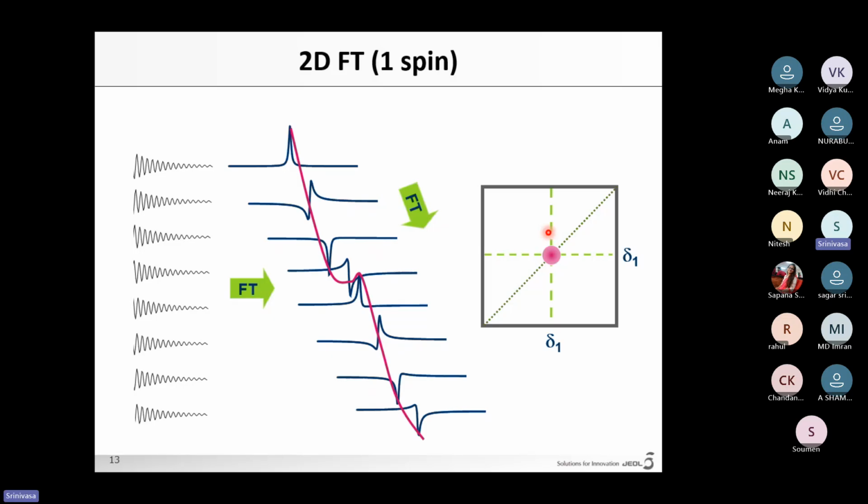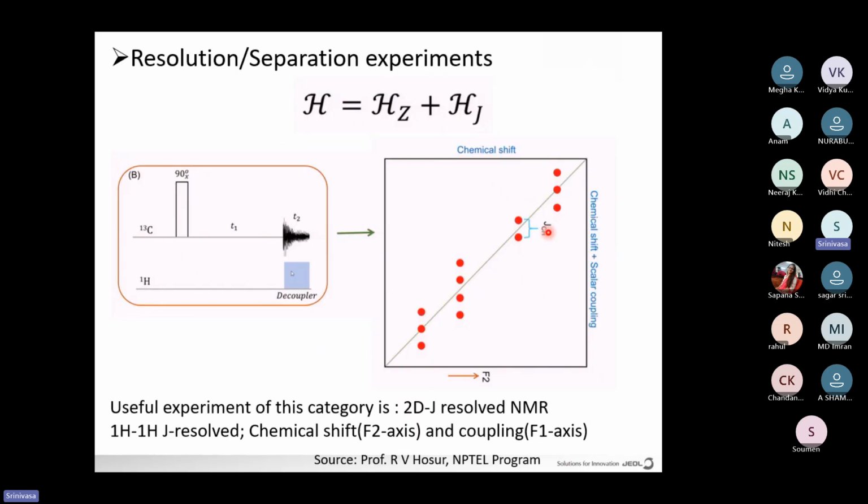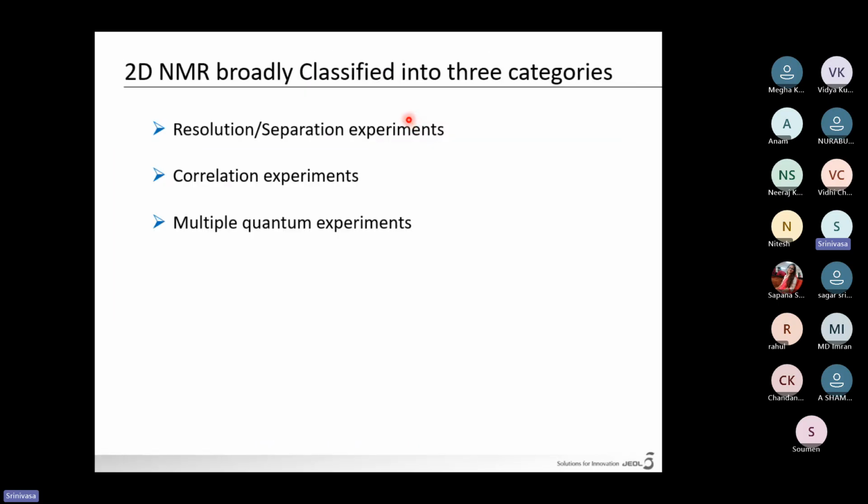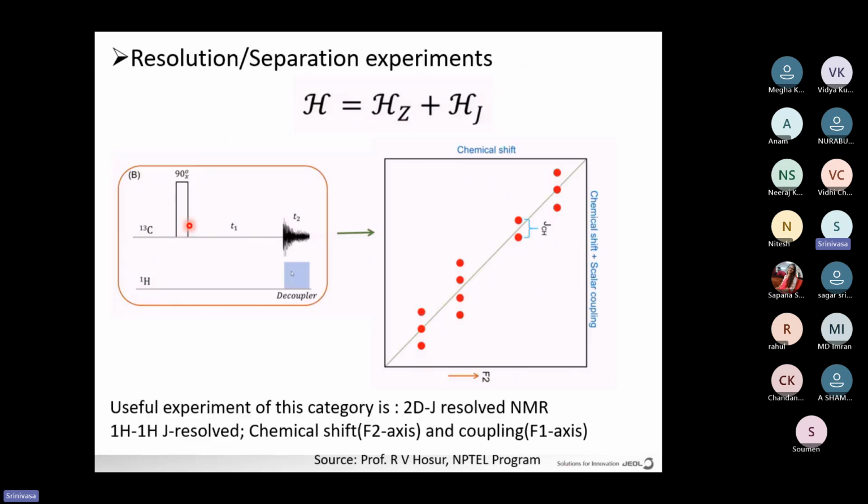And not only the delay: in the NOESY experiment, if I have a mixing time, it depends on the mixing time also. Okay, this is a brief introduction to a 2D experiment. I just want to go further. 2D NMR can be broadly classified into three categories. The first is the resolution experiment. The second is the correlation experiment. The third is the multi-quantum experiment. Most chemists, in routine experiments, use only the correlation experiment, not the resolution or the multiple quantum.